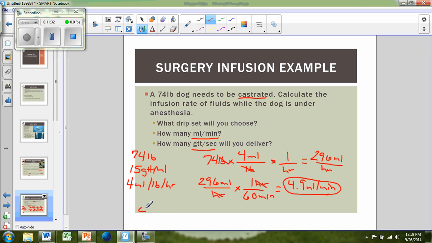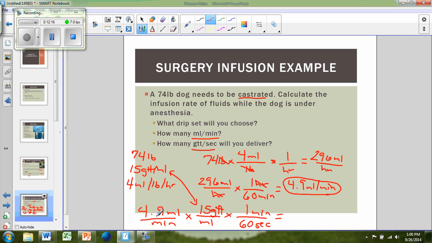So what we need to do next is take our 4.9 mLs per minute that we just found, and this is where we plug in our drip set information. So our drip set is going to be 15 drops per ml, and I set it up like this so my mLs cancel. But look, I'm still left with minutes, so I need to get from minutes to seconds. So I'm just going to continue my multiplication line here, and in 1 minute, there are 60 seconds.